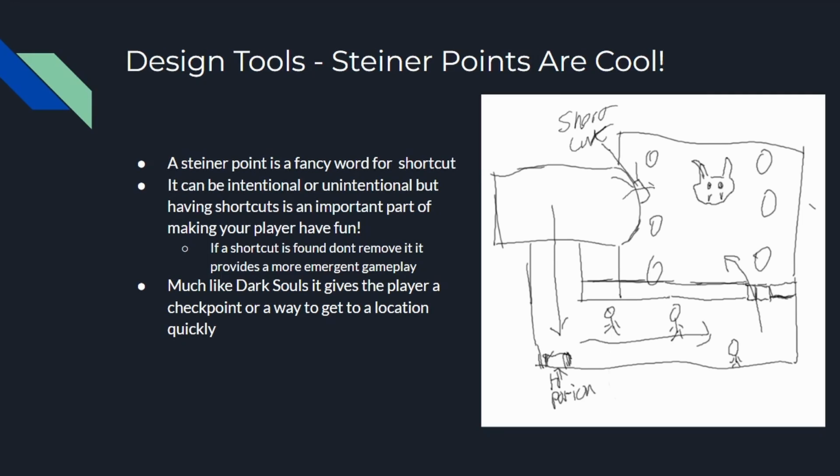Another really cool design tool is Stiner Points. And Stiner Points are basically just a fancy word for shortcuts. It is an intentional or unintentional shortcut that helps the player get to their destination quicker. So if you create a shortcut and the player sees that, you can make it a really impactful experience. So if you look at Dark Souls, for instance, you'll hear me talk a lot about Dark Souls in here.